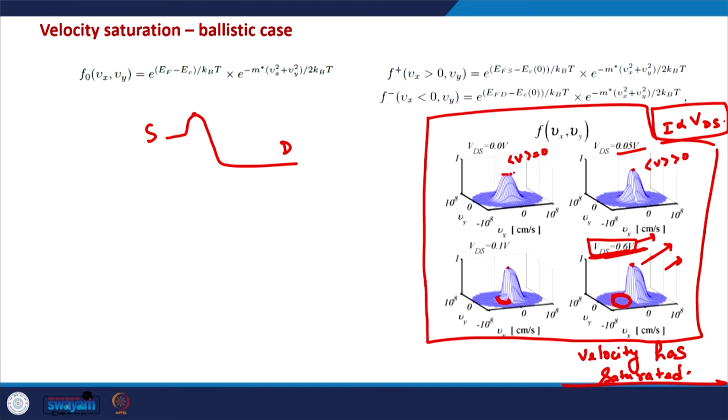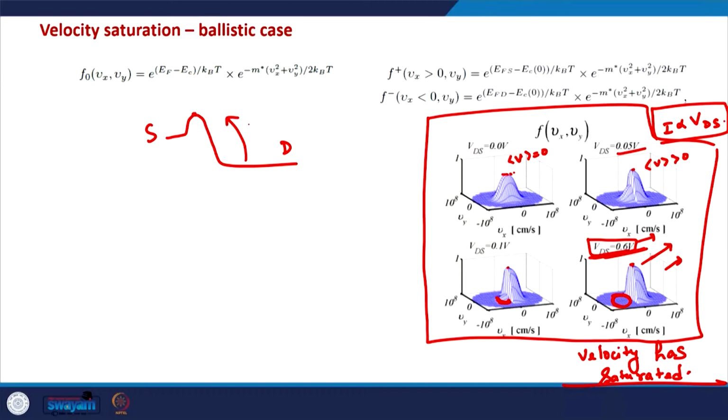quite different from the velocity saturation in long MOSFETs, because there the velocity saturates because of the collisions in the channel. Here it is entirely different. It is because now the barrier from the drain side has become so huge that electrons cannot cross the barrier from the drain side. So only the electrons from the source side are there. So that means that, and this source to barrier height is almost constant, it does not change much. So the velocity will also not change much after a certain drain source voltage.